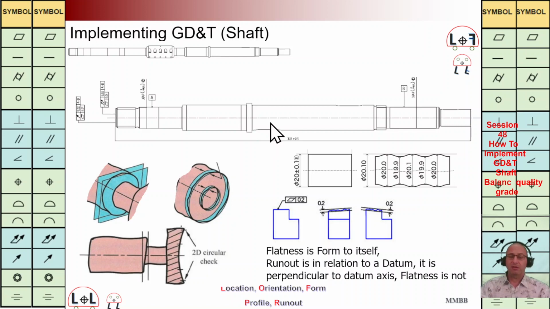The same as always, we need to define datum references. The first item we should consider is the length of the shaft. Is it long? Is it short? Do we have two bearings, one bearing, or no bearing? We need to know the contact area for that shaft.